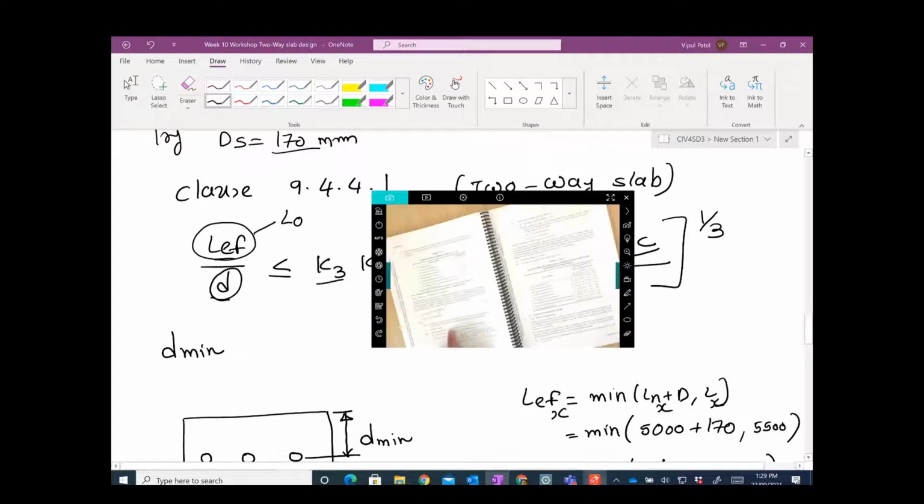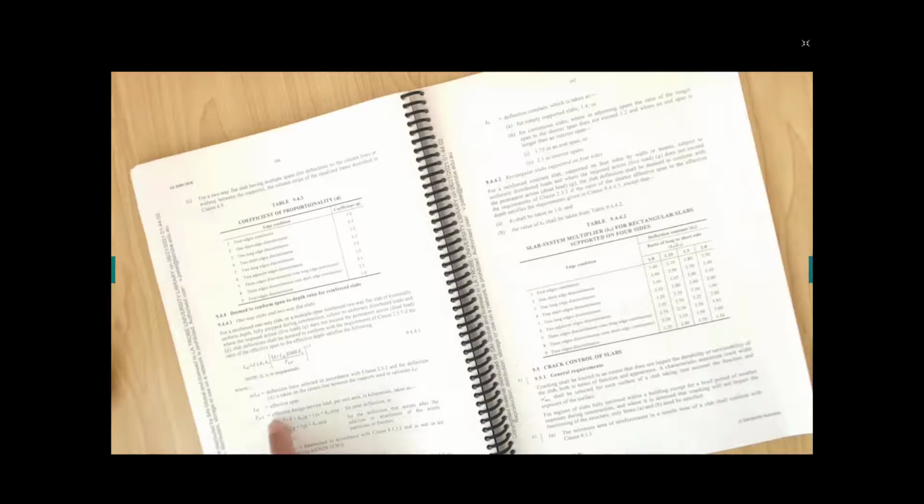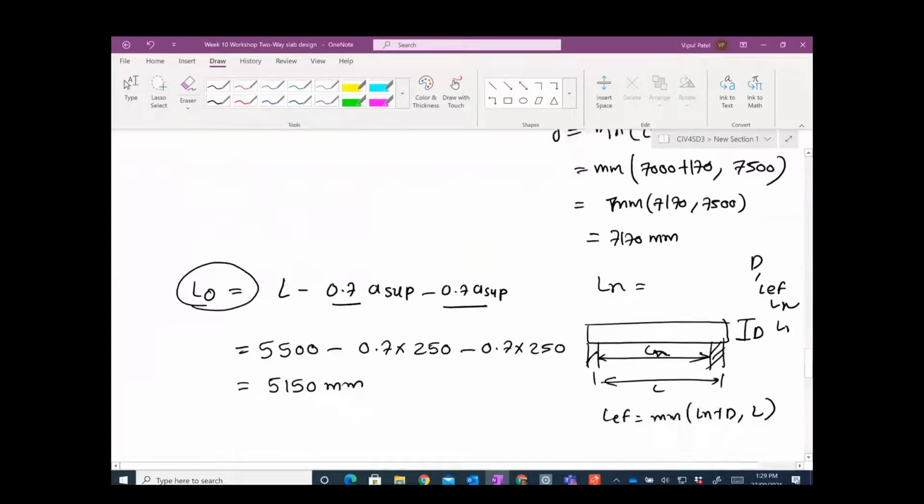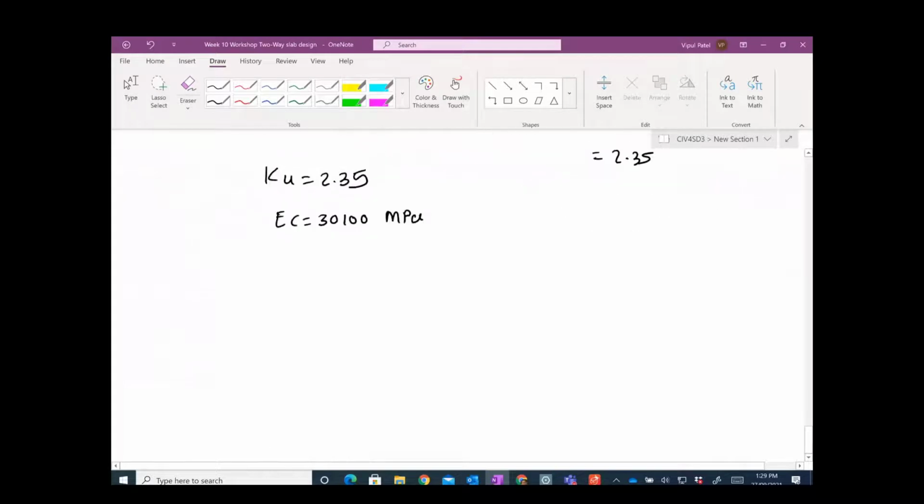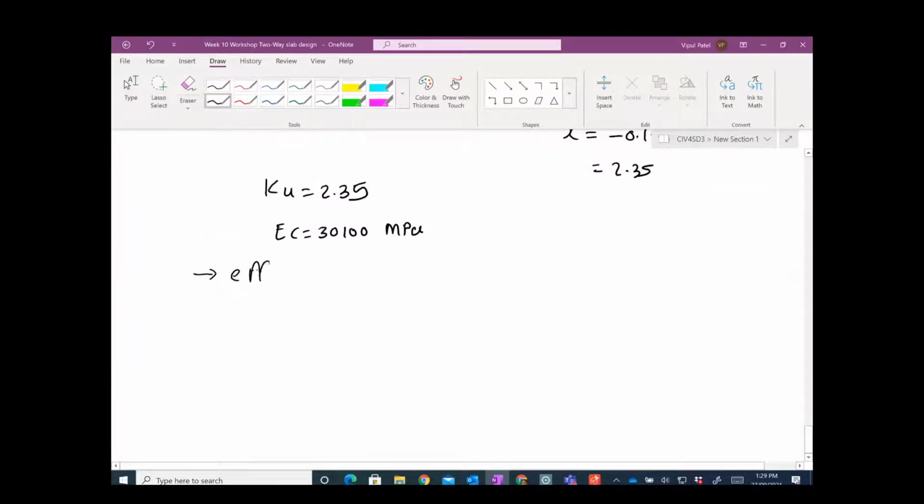Now the last bit that we need to calculate is the effective design service load. That's the name written here, effective design service load, right? So let's put that: effective design service load, that is Fd effective, equal to.